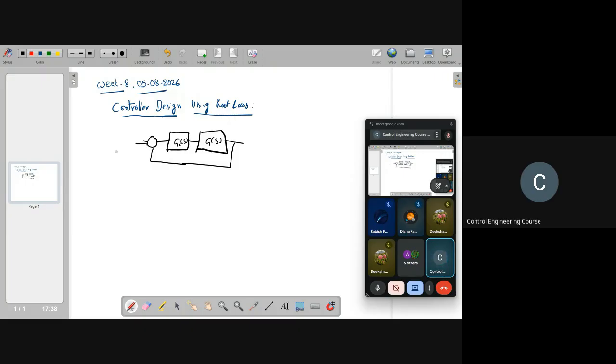First, for a given second order closed loop system, the transfer function will be like this: C of S by R of S is equal to omega n square by s square plus 2 zeta omega n s plus omega n square. You remember? So this is the standard form of the second order system overall transfer function.